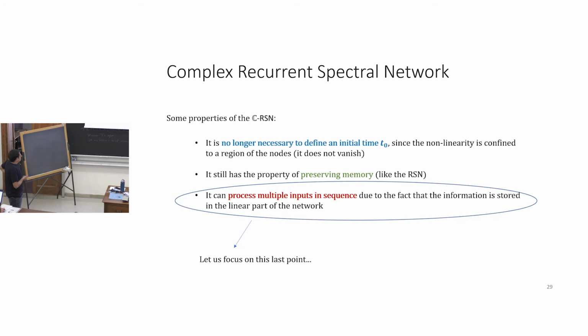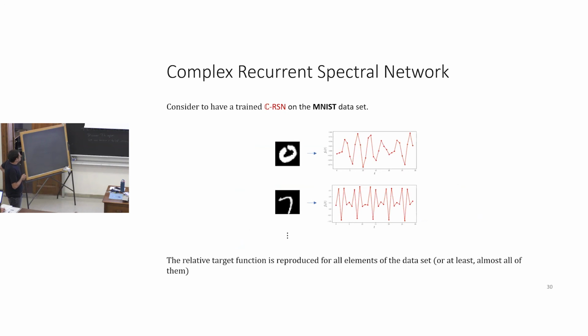And if we focus on this last point, this is just the final part. So we consider to have a trained complex recurrent spectral network, sorry. And so the network is able to reproduce for each element of the data set the corresponding function of time, or at least for almost all of them. Okay, because the accuracy is not 100%, but is very high.